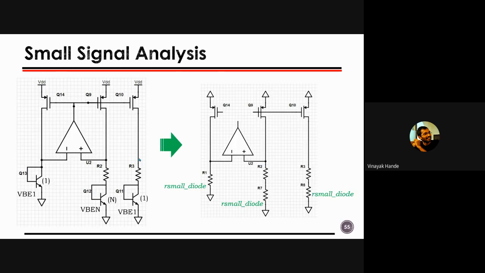Now, small signal analysis. Sorry, I'm troubled with a cough.